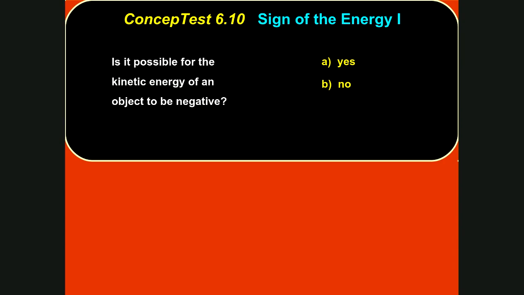And then let's go to the other one. Is it possible for the kinetic energy of an object to be negative? Can kinetic energy be negative? To answer this, we just look at the formula for kinetic energy. It's 1 by 2 mass times velocity squared. So velocity is squared here. For example, I was going in the east direction with a speed of 2 meters per second, and my friend was going in the west direction with a velocity of minus 2 meters per second.